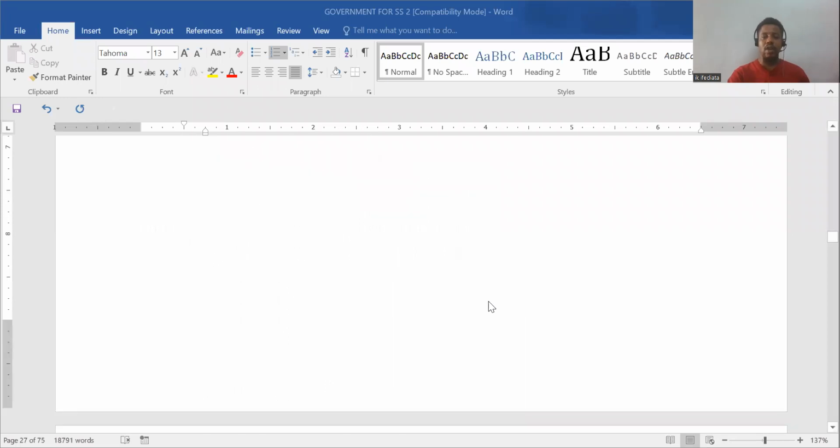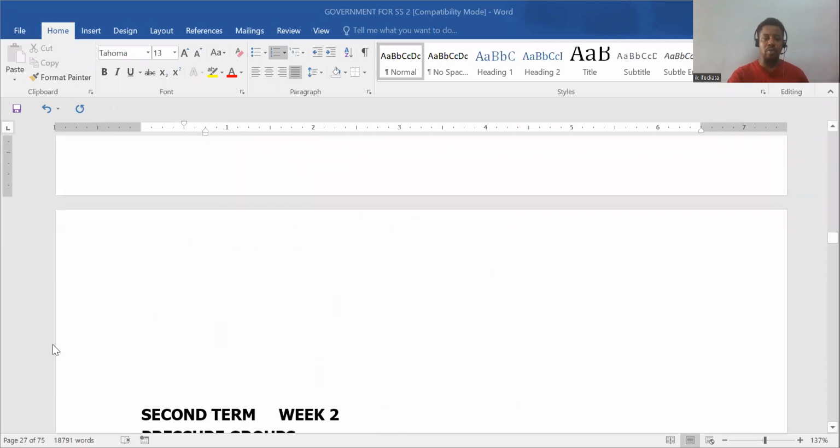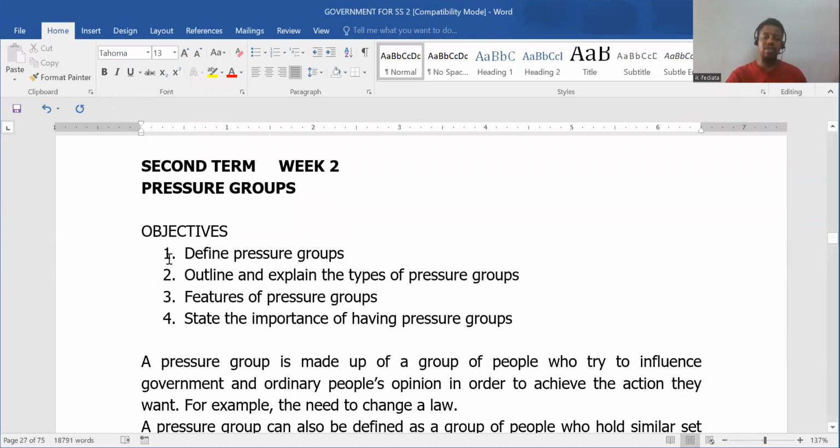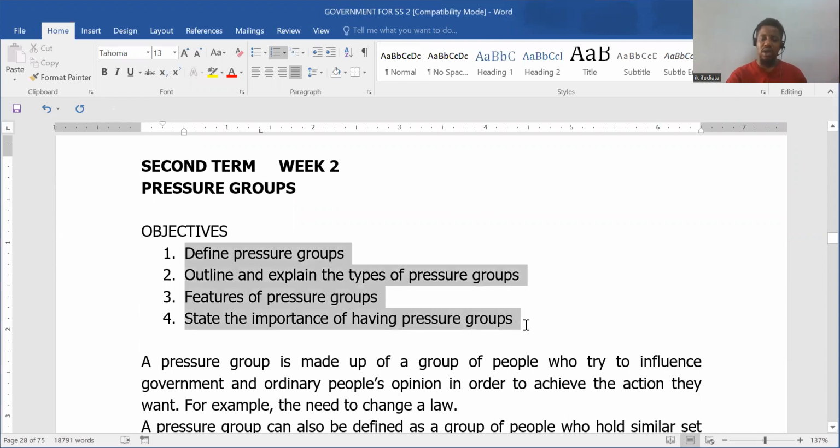So let's look at our week one topic. First topic we have today is pressure groups. Pressure groups and our objectives: define pressure group, outline types of pressure groups, what are the features, and then state the importance of pressure groups.